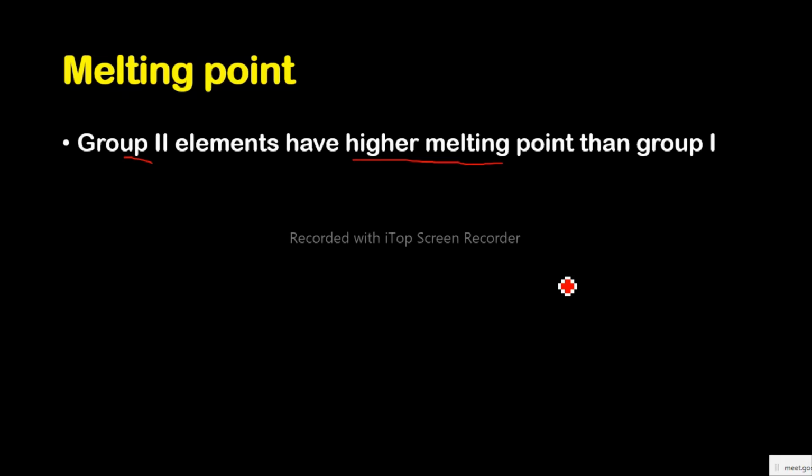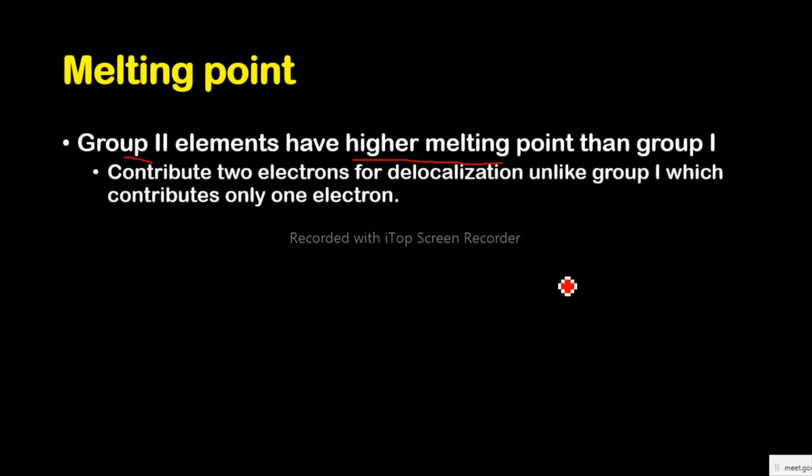Now if you remember bonding, yes, we studied bonding, and how a metallic bond is formed, then you should be in position to answer this question. Why do group 2 elements have a higher melting point than group 1 elements? It depends on the strength of the bond that is formed among the metal atoms. The bond in this case is a metallic bond, which is formed by the interaction between the delocalized electrons and the positive metal ions that are formed by these metals.